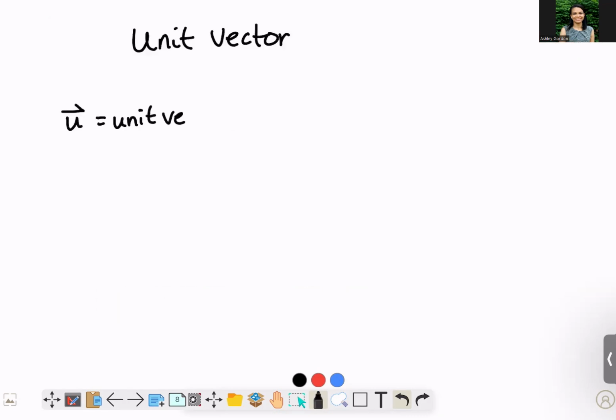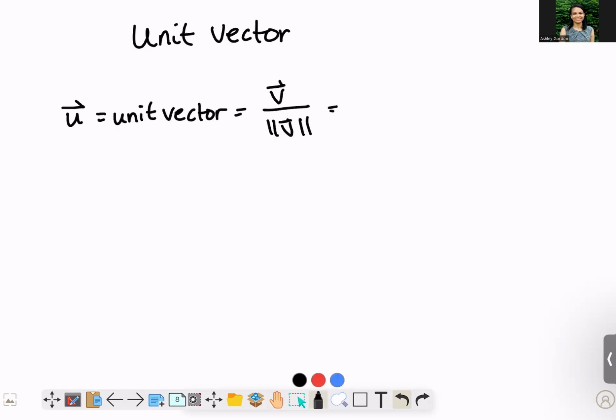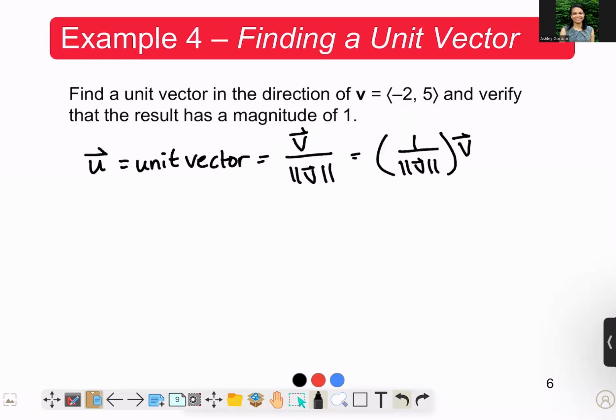So next, let's talk about unit vectors. A unit vector would have a magnitude of 1, and it would be in the same direction as a given vector. So in order to find a unit vector, we would divide a vector by its magnitude. Okay, so we're going to use this definition to find a unit vector for this given vector v. So we just need to take the vector and divide it by its magnitude.